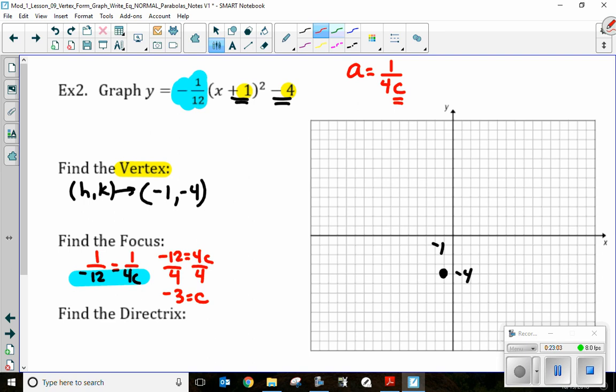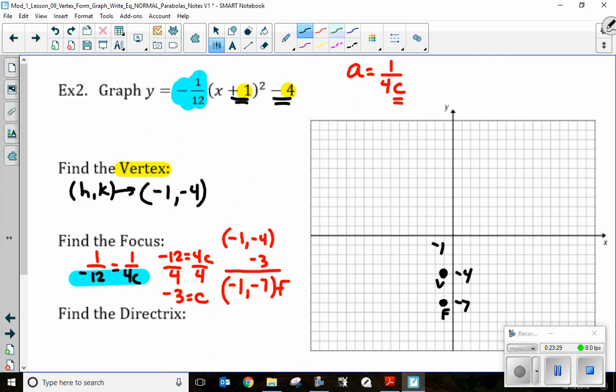So if my vertex is -1, -4, I'm going to subtract 3 because I'm going to move downward. So I got -1, -7. That is my focus. So let's plot that point. 4, 5, 6, 7. -7 is right here. That's my focus. Right here is my vertex.